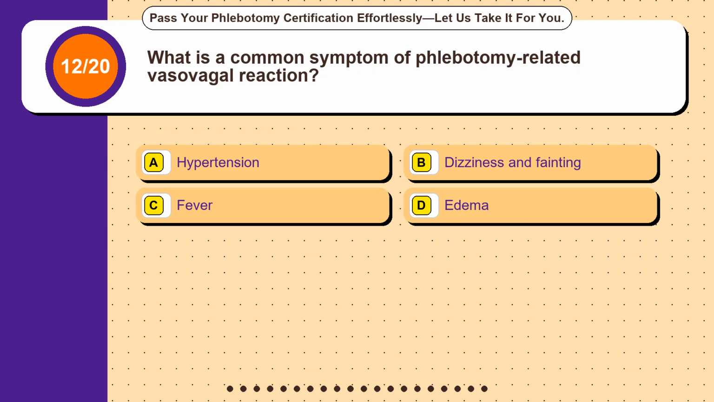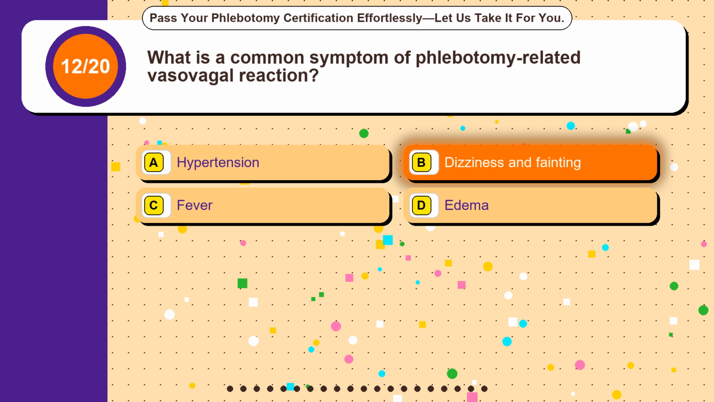Question 12. What is a common symptom of phlebotomy-related vasovagal reaction? Option A, hypertension. Option B, dizziness and fainting. Option C, fever. Option D, edema. The correct answer is option B, dizziness and fainting.